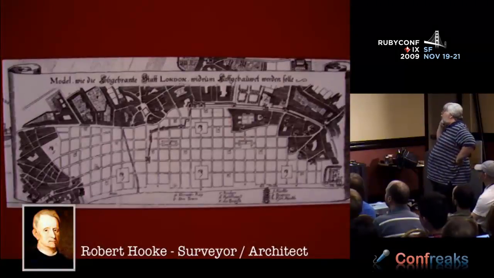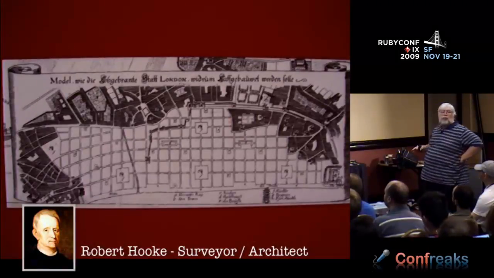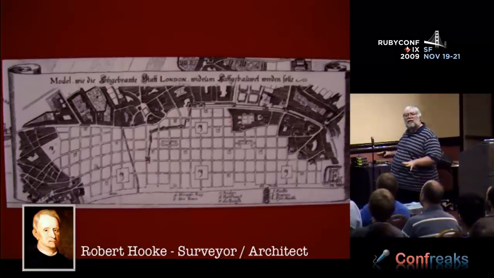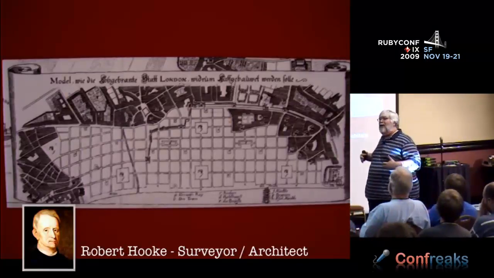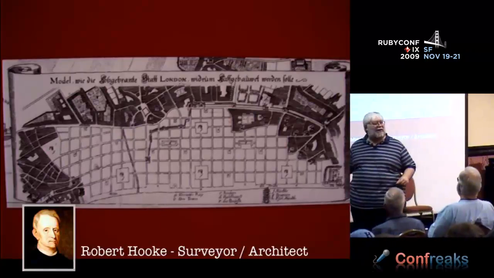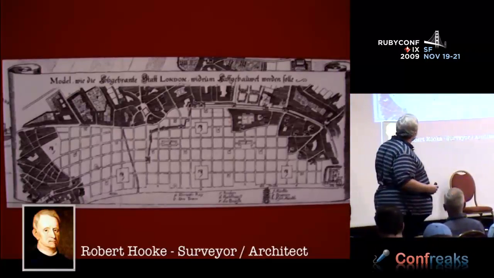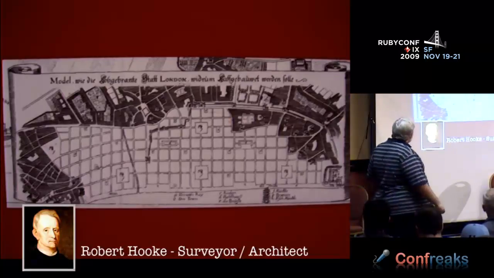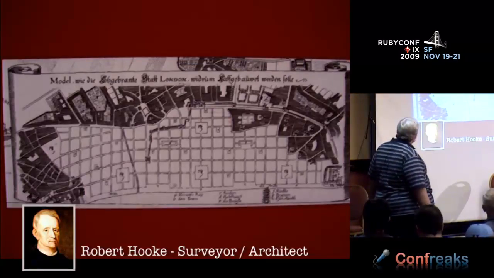Here's a design by Robert Hooke. Robert went in for the square. I think this tells a lot about the artistic flair of the individual architects, kind of how they put things together. So he has a very square-shaped, very grid-oriented architecture here for the city.